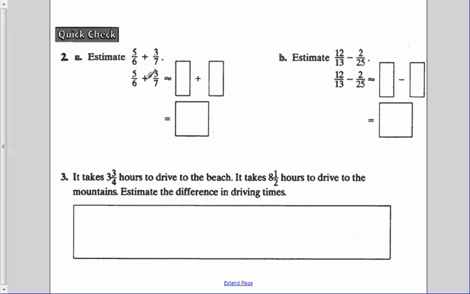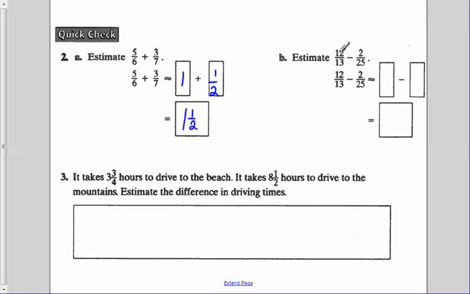All right, here's where you will take a try at this, and we'll check in a second. All right, so we have 5/6 plus 3/7. 5/6 is really close to a whole, so we'll say that's a whole. And then 3/7 is almost half. 3 1/2 would be half of 7, so we'll call that half. So 1 and 1/2 is 1 1/2.